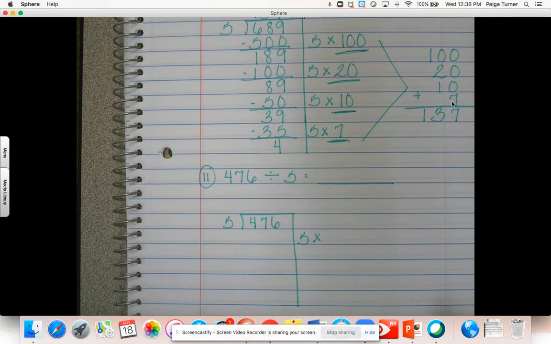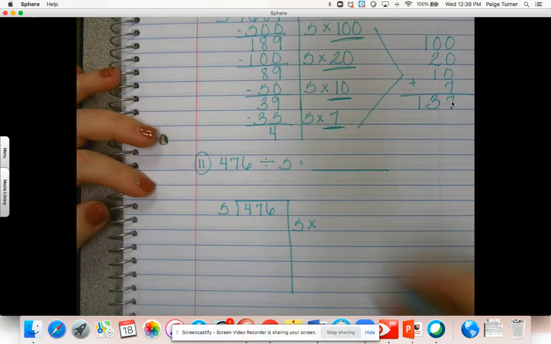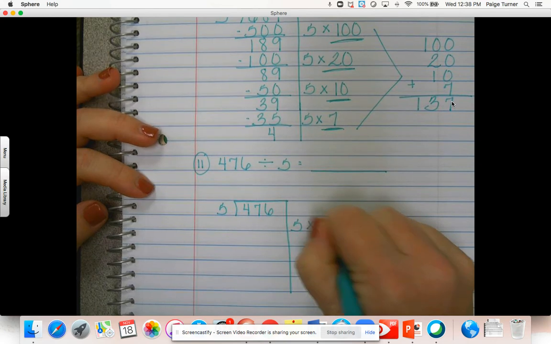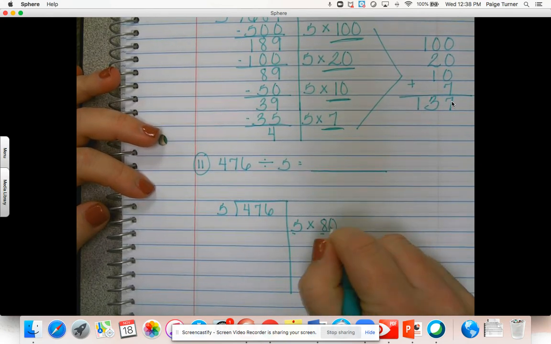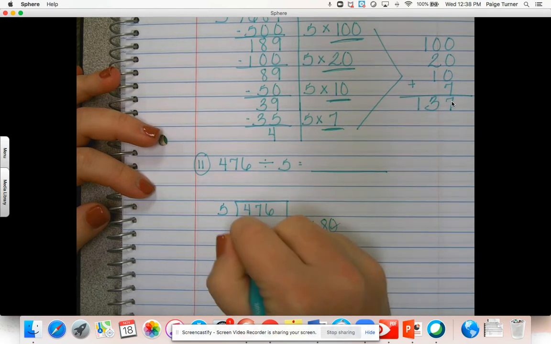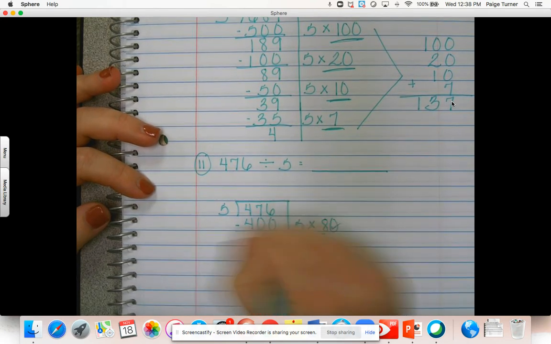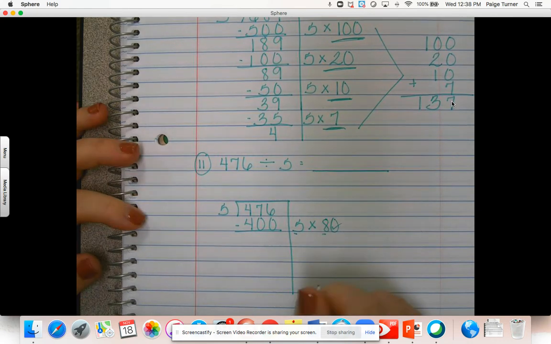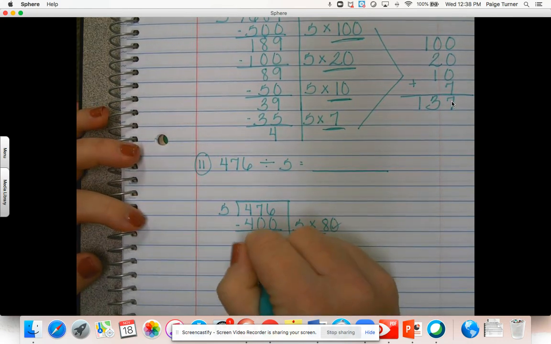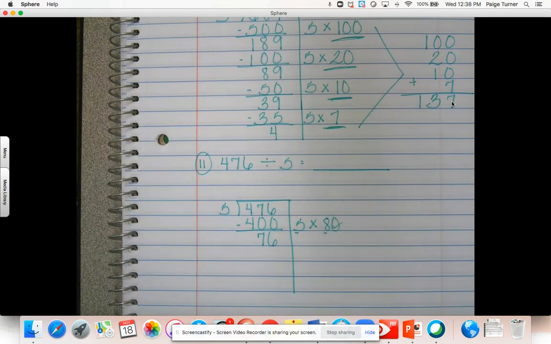So maybe let's do 5 times 80. Let's try that one. So we know 5 times 8 is 40. So if we add a 0, 5 times 80 is 400. And that's going to get us very close to 476. And that's also a pretty easy multiplication fact that you're doing in your head. So if we do 476 minus 400, that gives us 76.